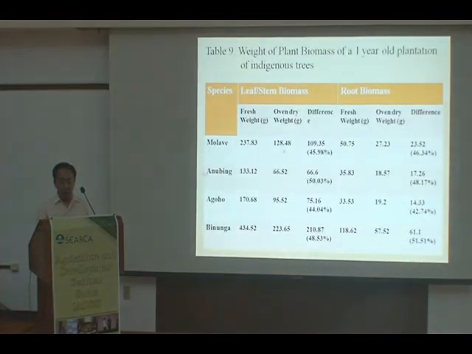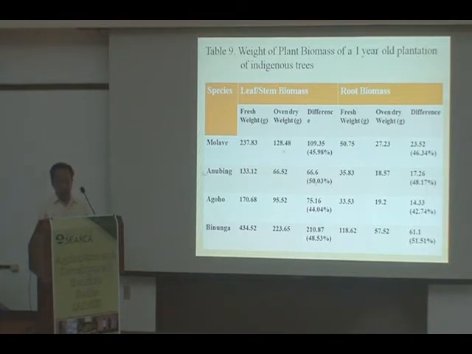Then for the weight of plant biomass of the one-year-old plantation with indigenous trees, we found out that Binonga has the highest fresh weight, so too the oven-dried weight. Considering that the diameter of Binonga is higher, not only the diameter but also the root system, I think, is widespreading, although it's shallow, but it's widespreading. And it produces numerous secondary and tertiary root system.